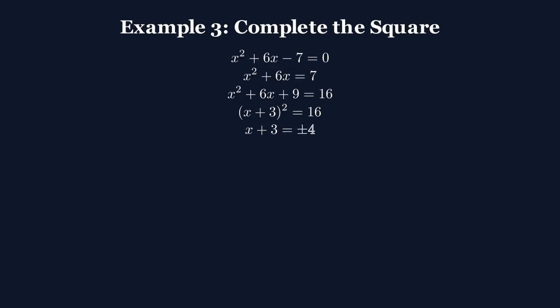Example 3. Solve x squared plus 6x minus 7 equals 0 by completing the square. Move negative 7 to the other side, so x squared plus 6x equals 7. Half of 6 is 3, and 3 squared is 9. Add 9 to both sides. Then (x plus 3) squared equals 16. Square root both sides, so x plus 3 equals plus or minus 4. Therefore x equals 1 or x equals negative 7.